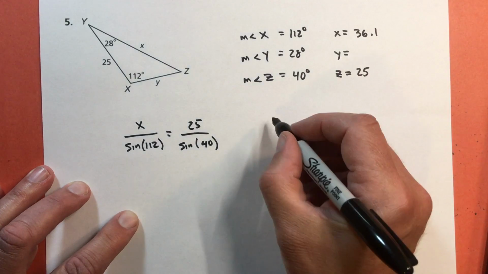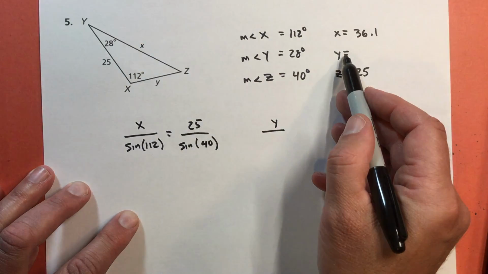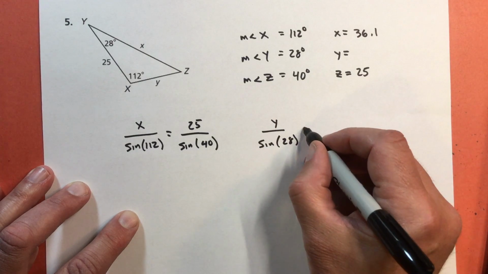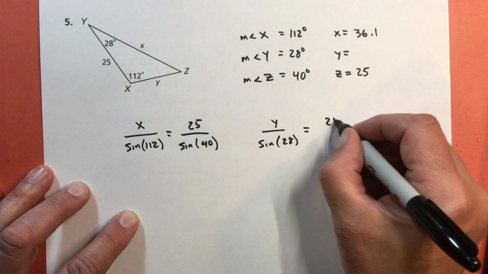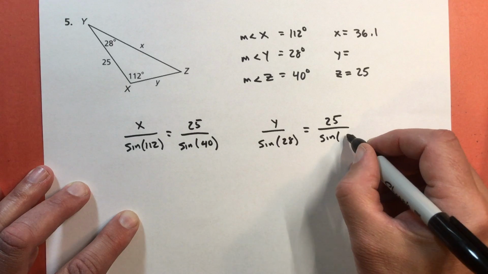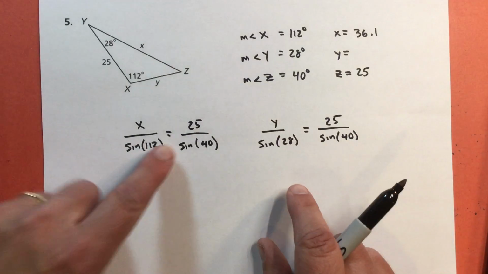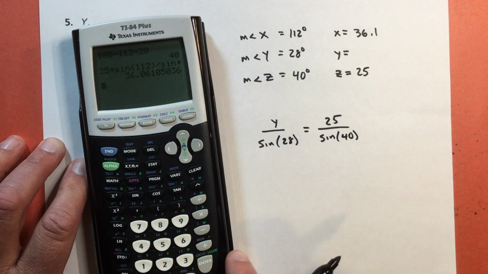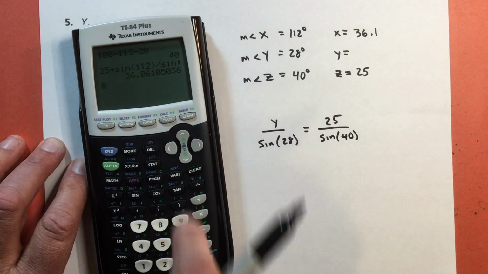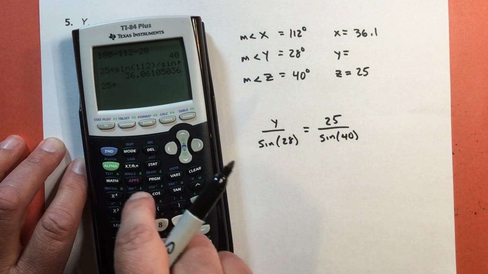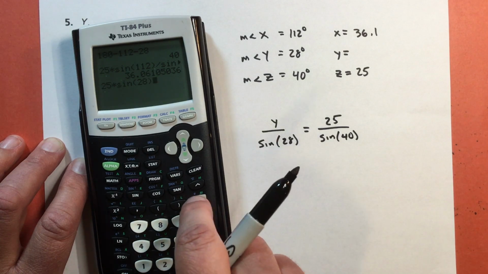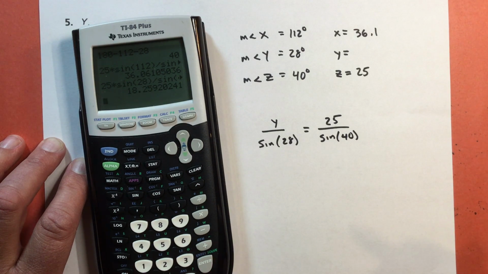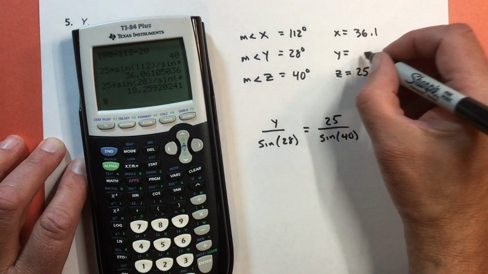Finally, for side y, the length of side y over the sine of angle y, which is 28 degrees, is going to be 25 over the sine of angle z, which is 40 degrees. And notice this is the same ratio that I'm using. So what I'm going to put in here is exactly the same, except there's going to be a 28 there instead of 112. 25 times sine 28, close your parentheses, divided by sine 40, and looks like I got 18.25. To the nearest tenth, that'd be 18.3.